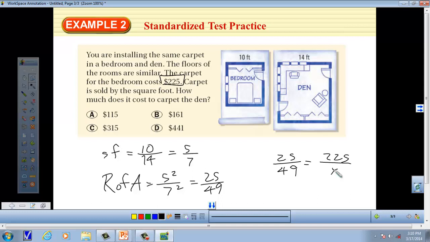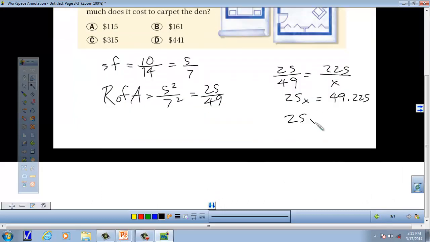We're going to have to cross multiply here. So we would get 25x is equal to 49 times 225. That's going to give us 25x is equal to 11,025, and dividing both sides by 25, we get x is equal to $441. So our answer here would be 441.